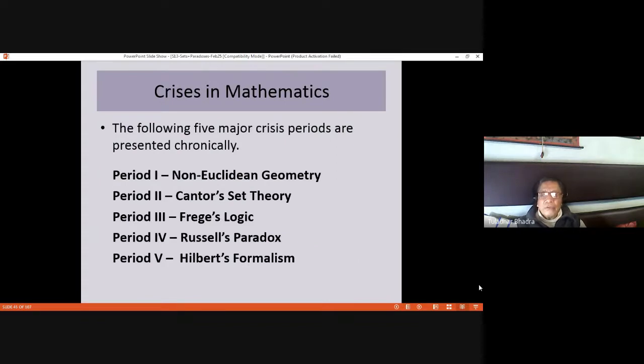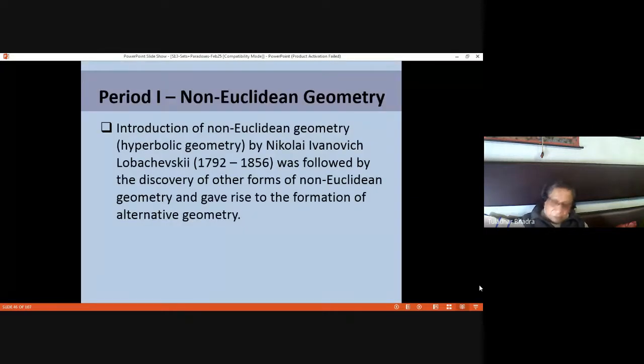So the following 5 major crisis periods are presented here chronologically. Period 1, non-Euclidean geometry. Period 2, Cantor's set theory. Period 3, Frege's logic. Period 4, Russell's paradox. And period 5 is known as Hilbert's formalism. These are the 5 major crisis periods. I will shortly read all the 5 periods here.